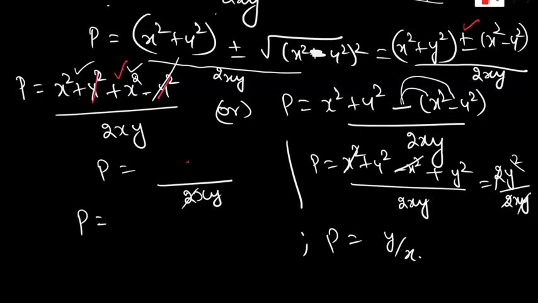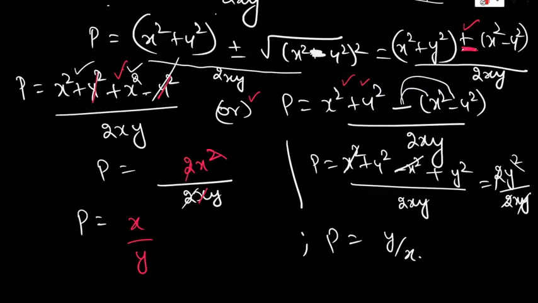x square plus x square will become 2x square divided by xy. 2 and 2 will get cancelled. Again 1 of x also will get cancelled. p is equal to x by y is the first root. We have a negative root also, with this minus.